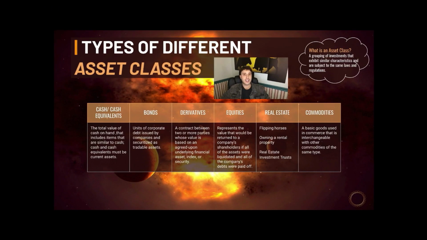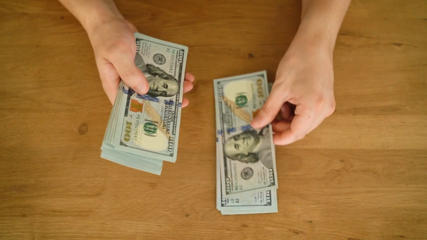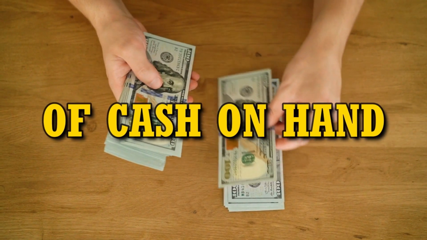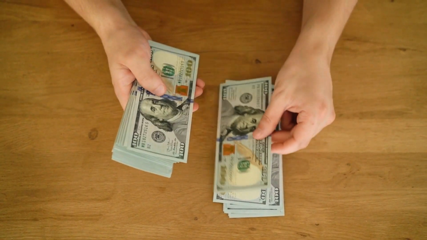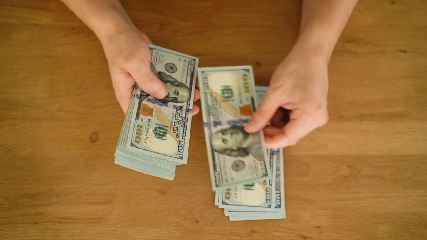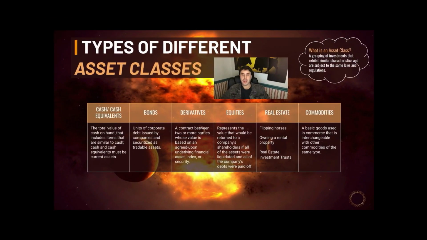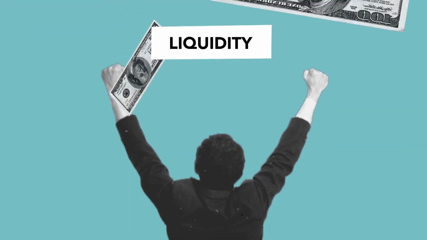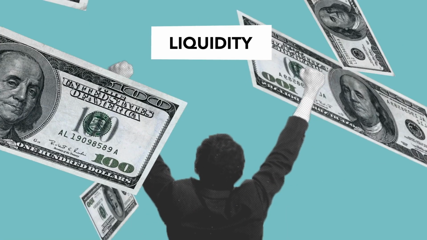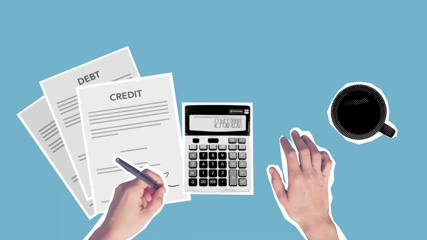So what are cash or cash equivalents? Cash equivalents are the total value of cash on hand, and that includes items that are similar to cash. Cash and cash equivalents must be current assets. It's just like if you had cash in your wallet or your bank account: how much cash do you have? How liquid are you? Do you have cash equivalents on hand? And then, do you have bonds?